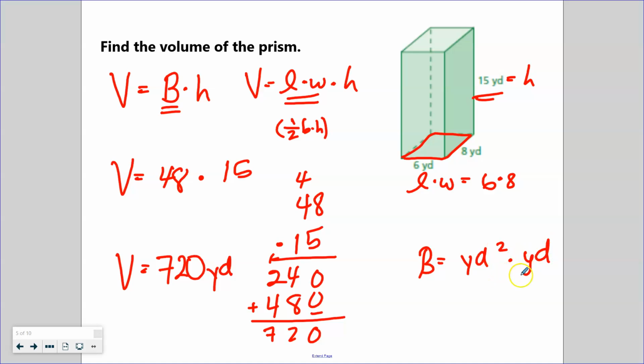And since B is going to equal yards squared, and we're going to multiply that by another yard for the height, we have yards cubed. Volumes are cubed, right? Because we have 3 dimensions that we are multiplying by each other.